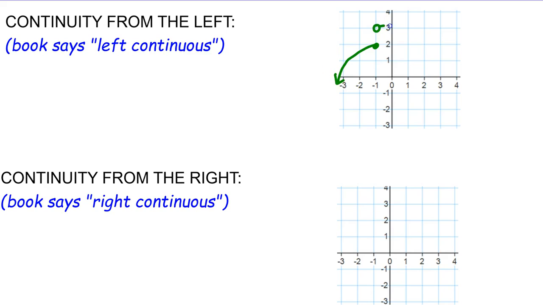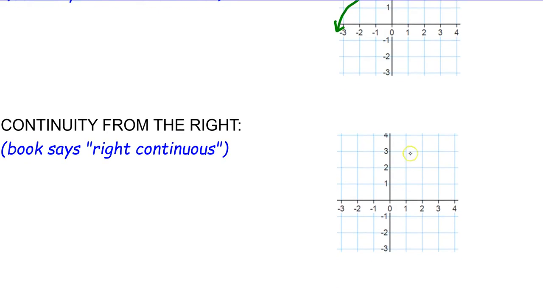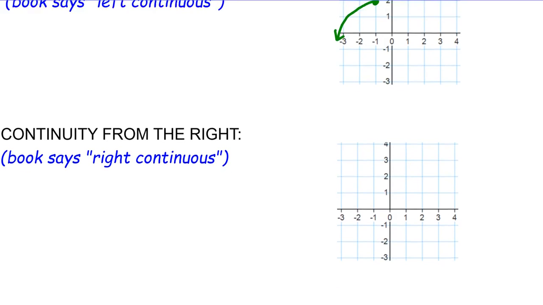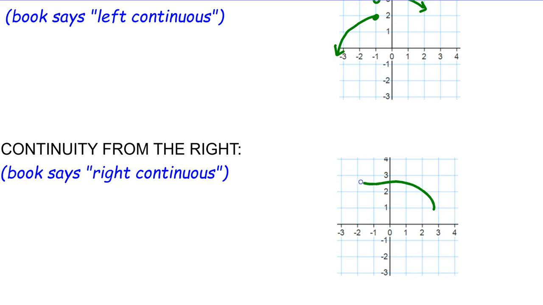So here's an example that's left continuous and not right continuous. Because from the left you're coming up to the function value, from the right you're not coming up to the function value. Continuity from the right, on the other hand, from the right you're coming to the function value, from the left you're not. Well, okay, from the right you are, and then I've just added some detail.